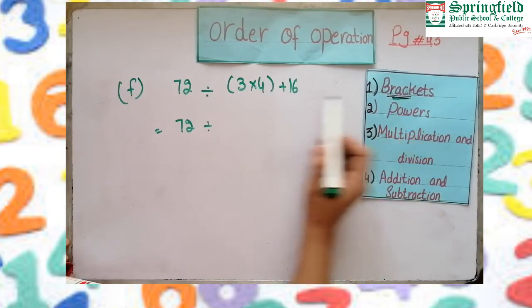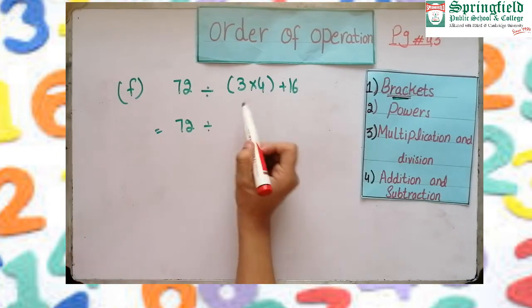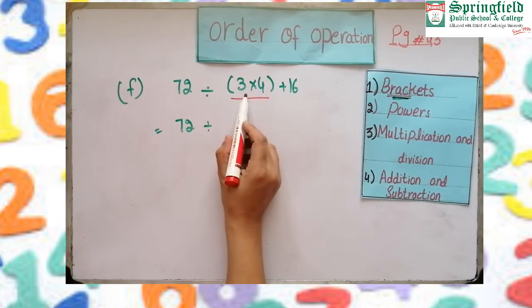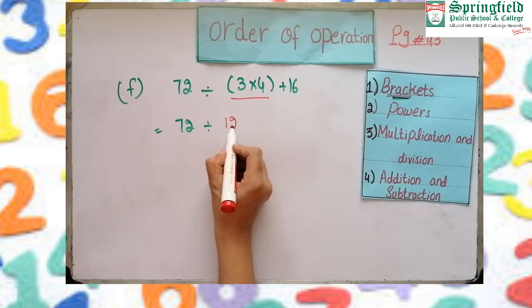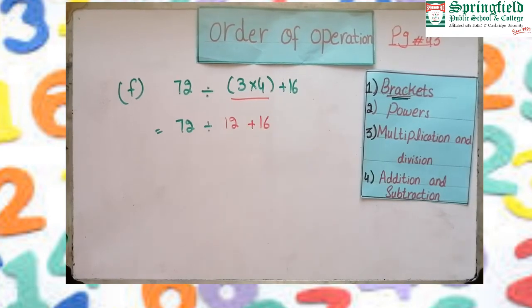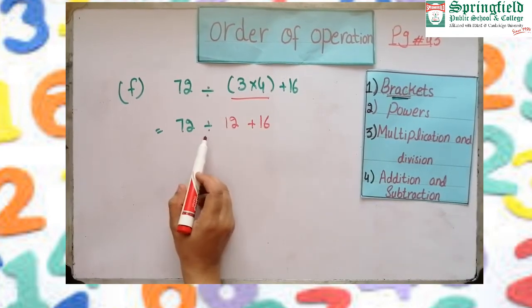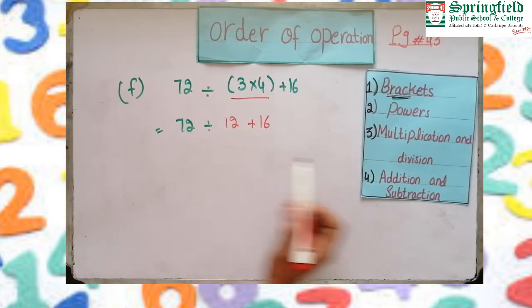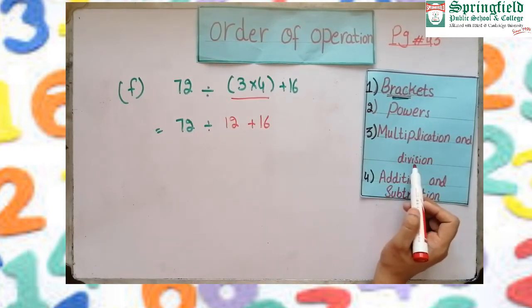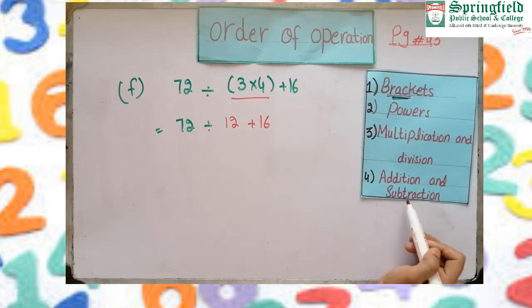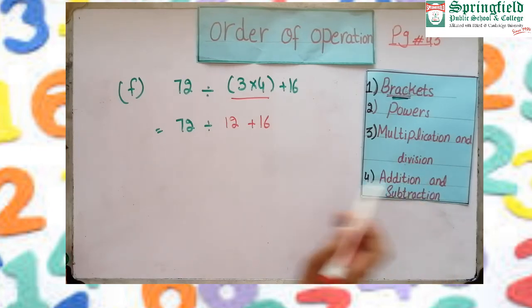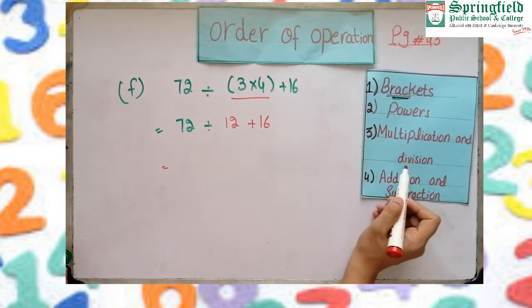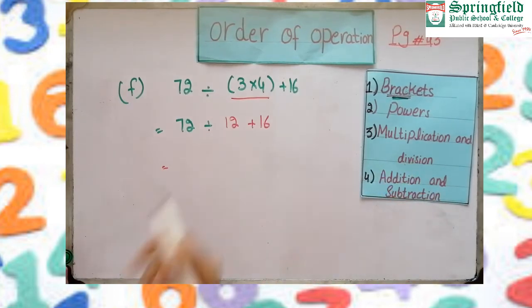As we know, first we will solve brackets. In the brackets, 3 will multiply with 4. What will be the answer? 3 4s are 12. Then plus 16. Now this expression has division and addition signs. Division comes in the third step and addition comes in the fourth, the last step. So first we will solve division.